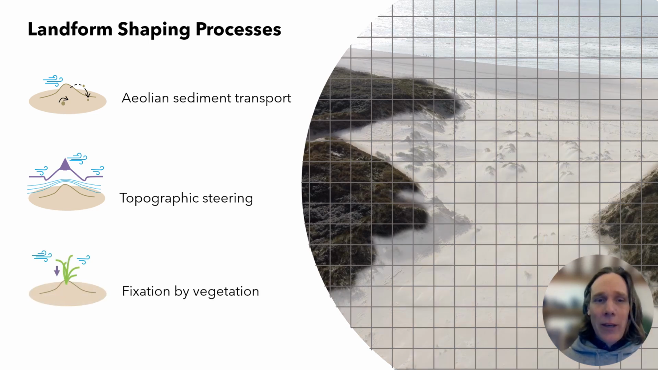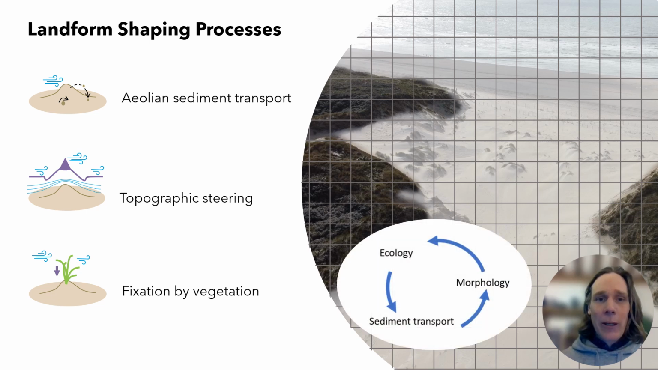Then we have the fixation by vegetation, which influences the erodibility of the sediment. And again, we use the morphodynamic feedback loop. So at every grid point, we calculate sediment transport, morphology and ecology in a spatial temporal arrangement.